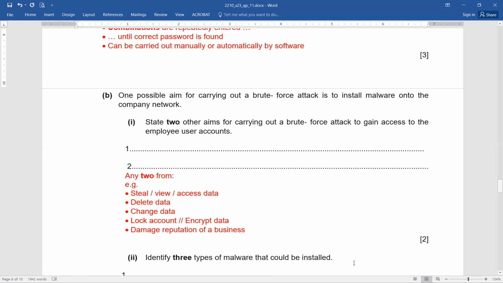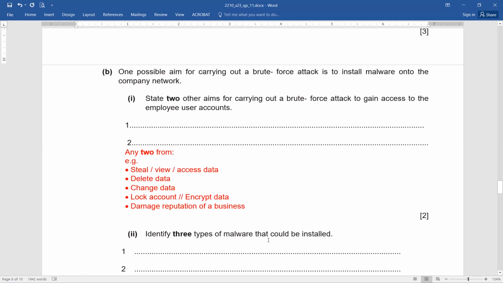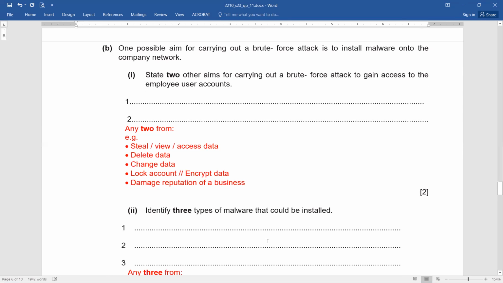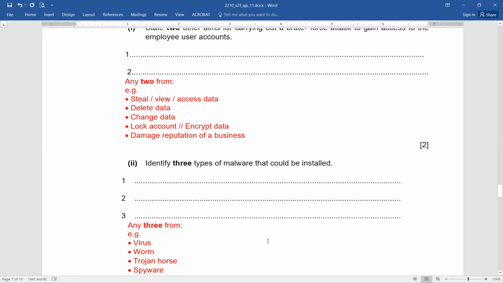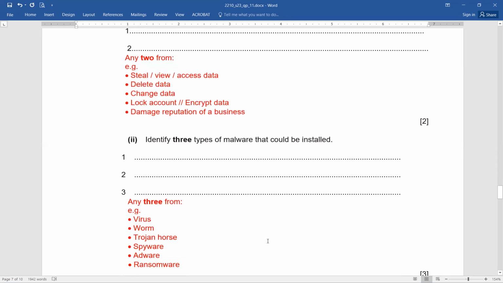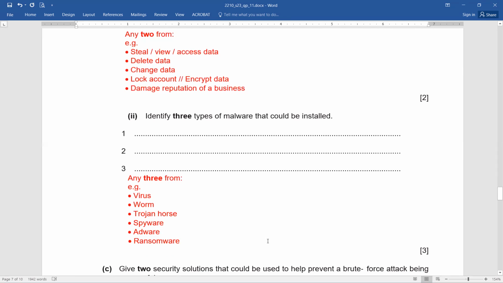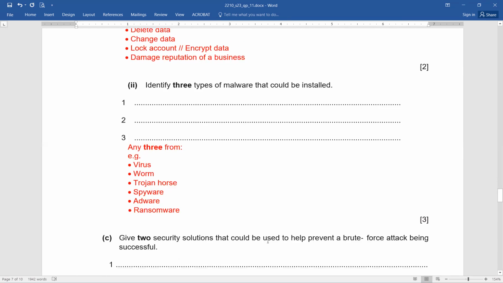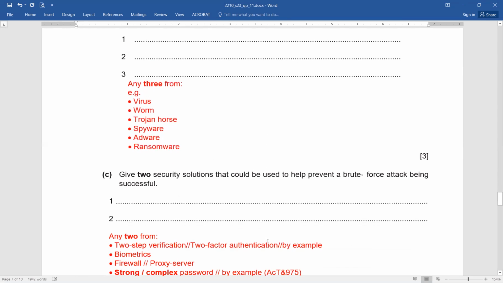Okay. Now identify 3 types of malware that could be installed. Malware, any 3 from virus or worm or Trojan horse, spyware, adware, ransomware. So you can mention any 3 from here, and you are able to score 3 out of 3. Isn't it easy?